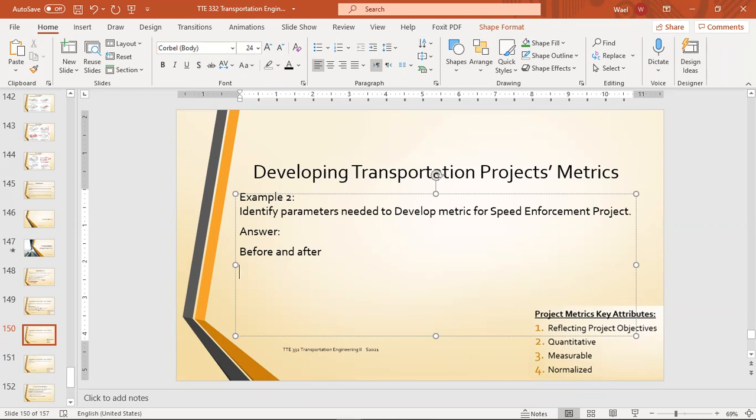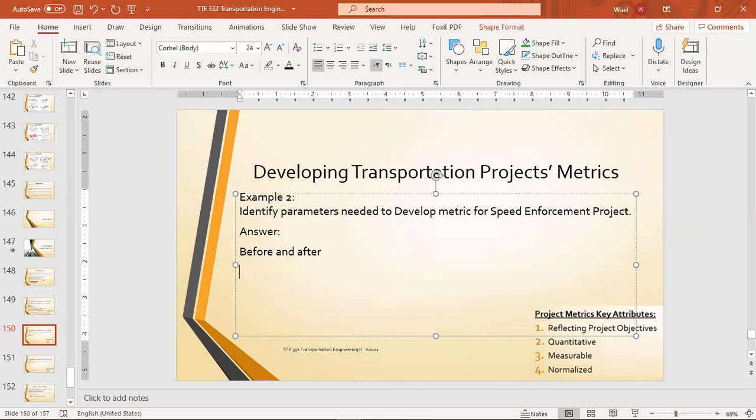Let him finish. I believe we divide the value of accidents before over after, and we get the percentage, if you want a numerical value. But we're not talking about accidents, we're talking about speed enforcement. What does he want? A quantitative measure.